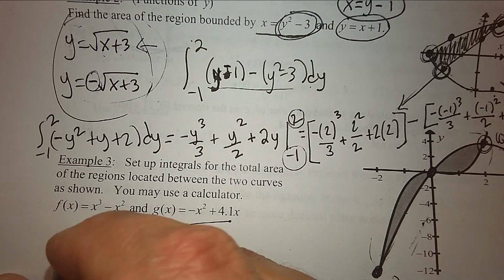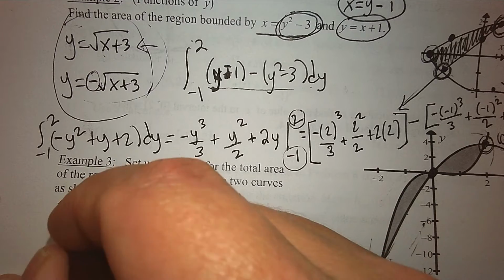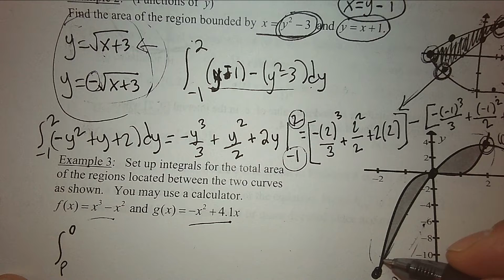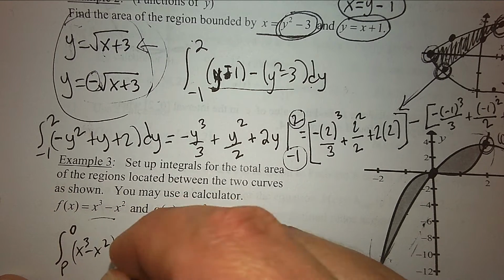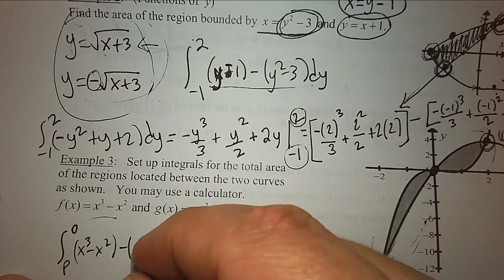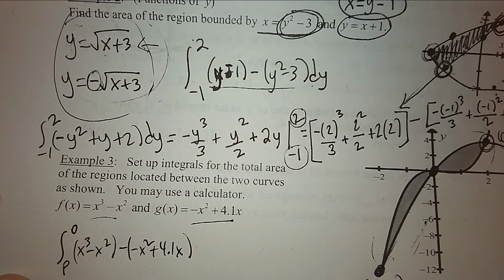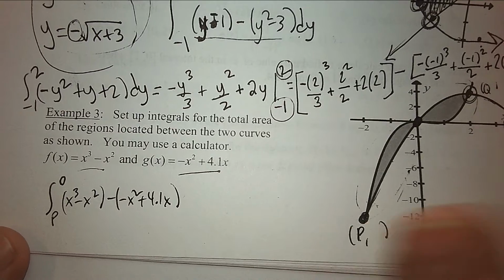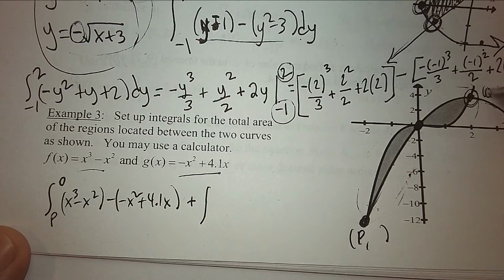The setup would go from the upper to the lower. So the x value here is at 0. That's a point of intersection. And it goes to whatever that x value is, which is p. And the upper curve is x cubed minus x squared. Subtract the lower, which is the parabola, negative x squared plus 4.1x. Use parentheses, especially when we're going to use our calculator soon. Make sure that we do it correctly. Plus the second one. The second one is going to go from 0 to q.